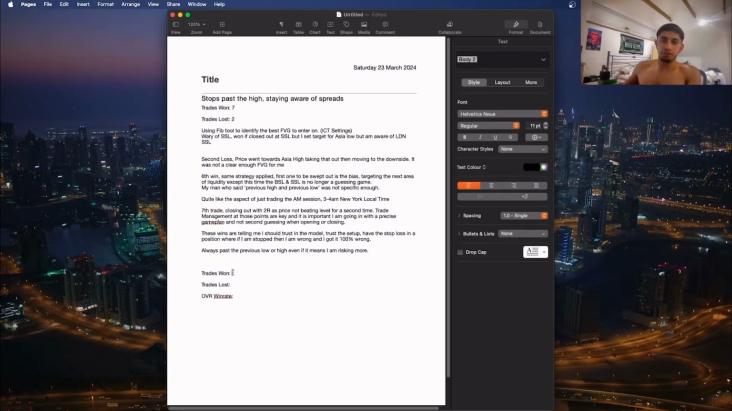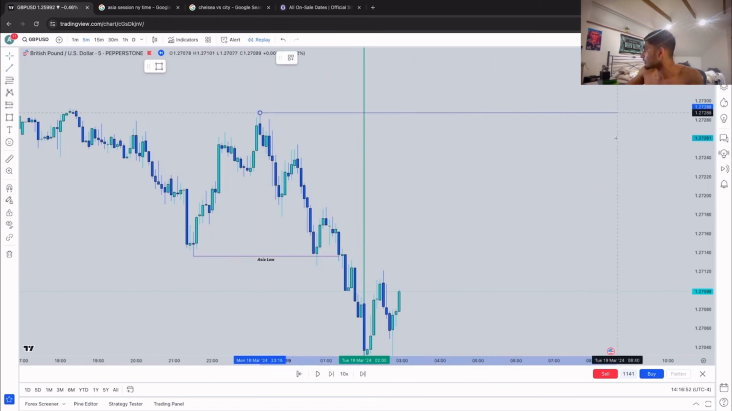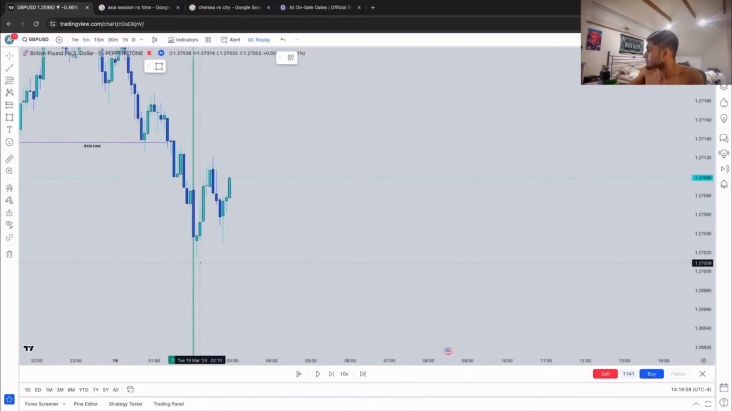Okay. Right here we're going to have our trades won, our trades lost, and then we're going to have our overall win rate. The Asia low has already been taken out. We have the Asia high at a really high range. We're going to mark out our London buy side and sell side. So right here we have our London sell side. Top of this high, we have the London buy side.